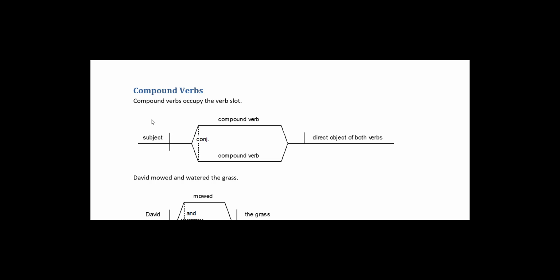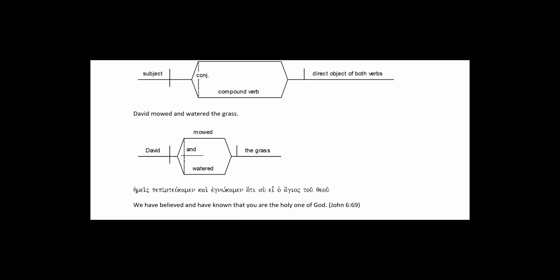You can also have a compound verb. So you do the same type of bracket, but you put it in the verb slot. So let's say we have the sentence, David mowed and watered the grass. So subject is David. Here are our compound verbs, mowed and watered. And then he did both of these to the grass. He mowed the grass and he watered the grass. That's why these lines come back together.